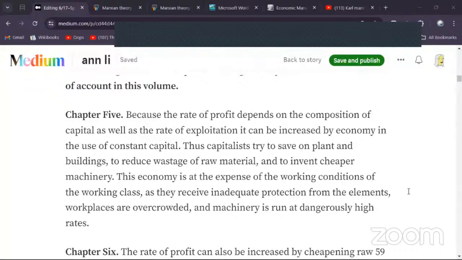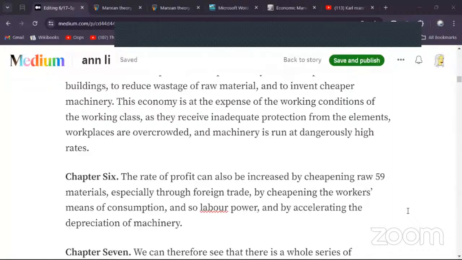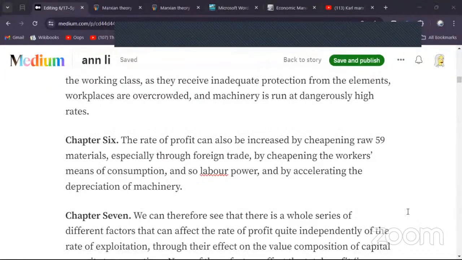The economy is at the expense of the working conditions of the working class. You can defer some elements, as workers receive inadequate protection from the elements. Workplaces are overcrowded and machinery is run at dangerously high rates. Well, if I run this machinery twice as fast, maybe I'll run through a few more workers, but I can replace them. It's a kind of fluid labor market. Maybe I can get some kids to do this, or women to do this, whatever.